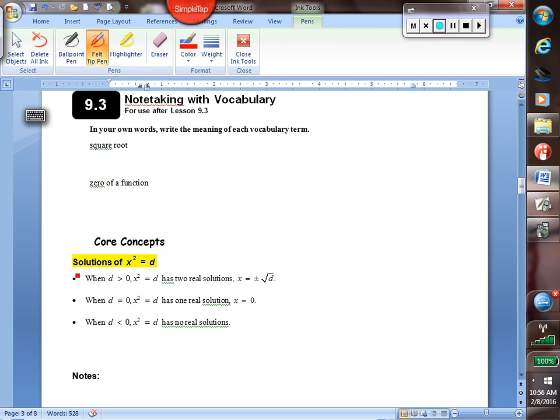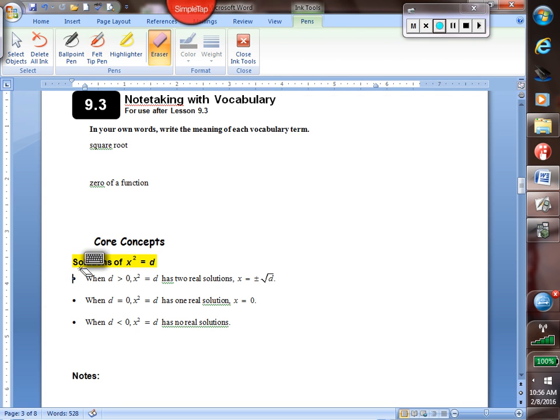Our very first property we have is when d is greater than 0. So if d is greater than 0, what does that mean to us? What kind of numbers are we dealing with? If d is greater than 0, that means we're dealing with positive numbers. So if I end up taking the square root of a positive number, that's when we get two solutions.